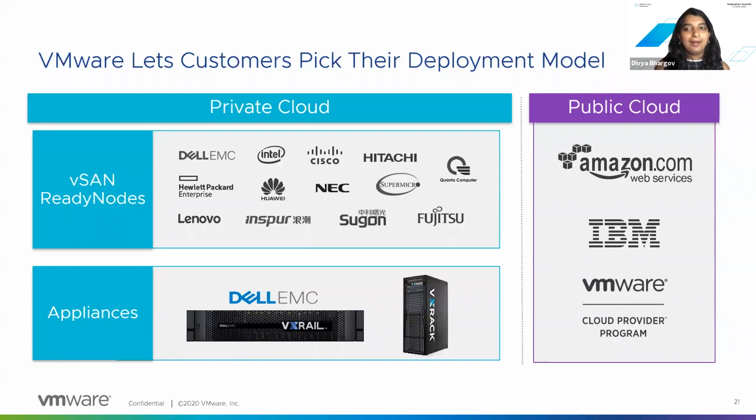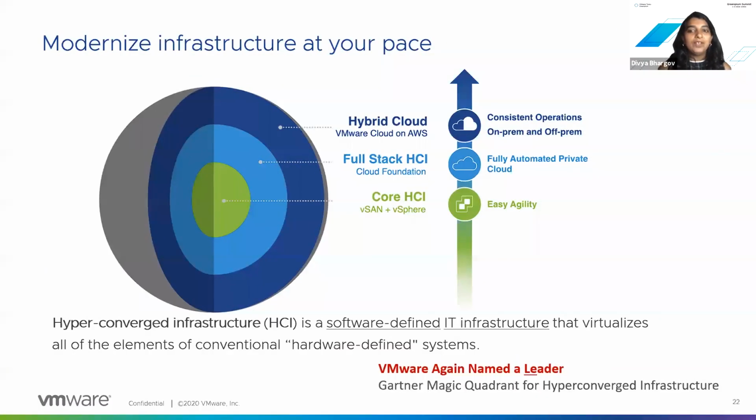VMware lets customers pick their deployment model, which could be an appliance, a private cloud, public cloud. So it just makes it really flexible. So what we have now achieved is a hyper-converged infrastructure. I'll just try to explain that term once again. It's come in as a part of the presentation, but I would emphasize this.